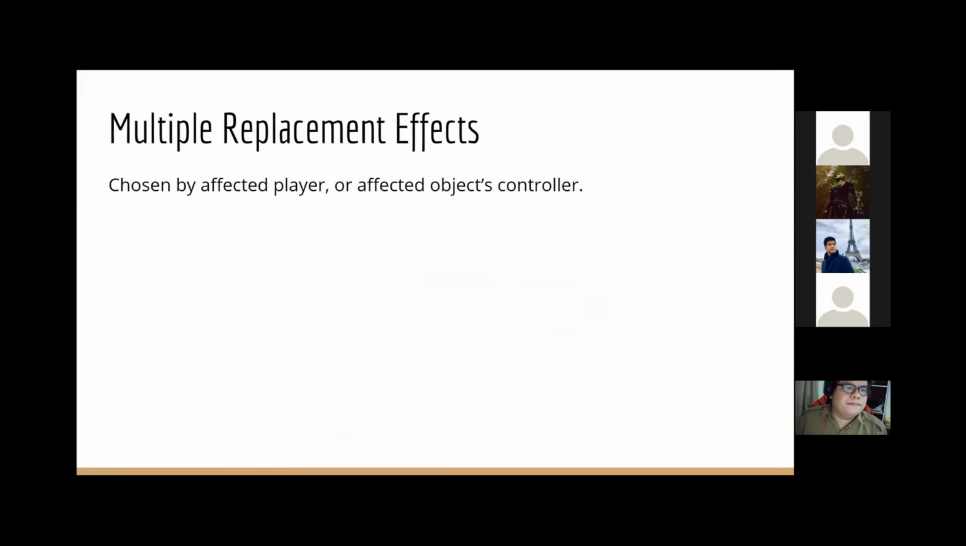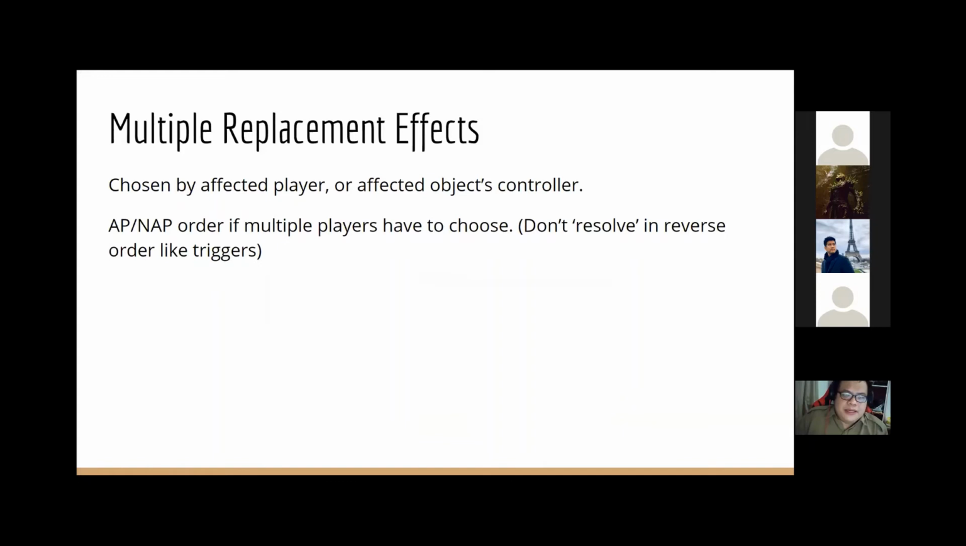When there are multiple replacement effects, the order that they are applied is chosen by the affected player or the affected object's controller. This can be a little bit tricky, because the controller of the effect might not be the affected player. After the choice is made, it applies immediately, unlike triggers, where you decide everything and then they resolve in reverse order. Replacement effects just apply straight away.